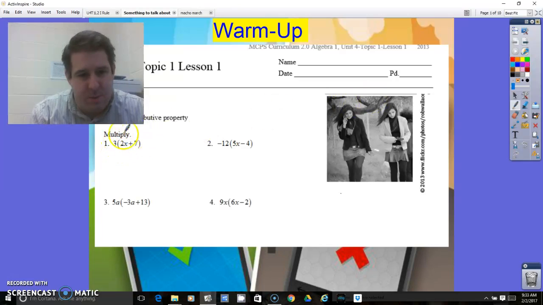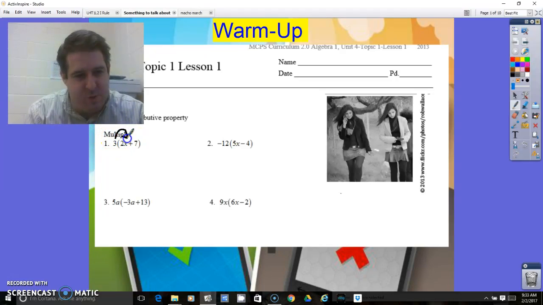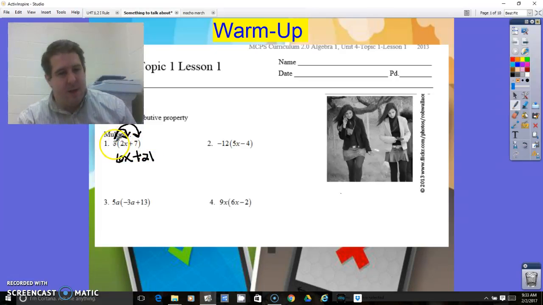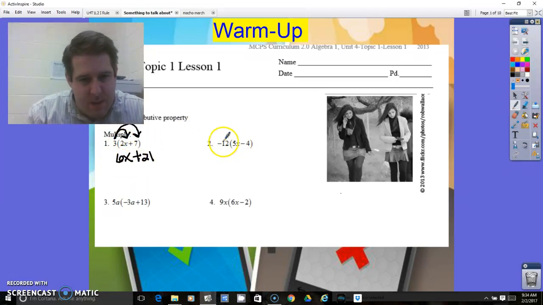So you're going to use the distributive property, take whatever's on the outside, multiply by everything on the inside. 3 times 2x is 6x. 3 times 7 is 21. Bring that down. So whenever you're multiplying a constant by a number that has a coefficient in front of the variable, you just multiply the constant times the coefficient, and that gives you the new expression.